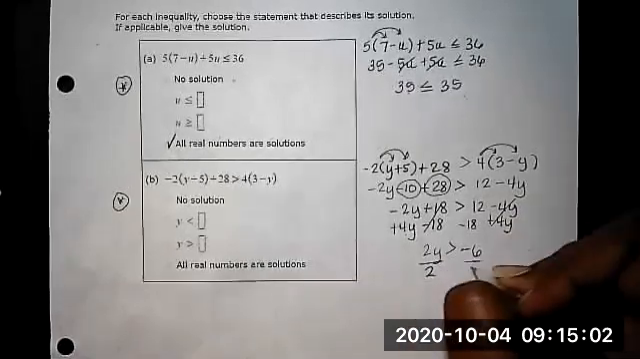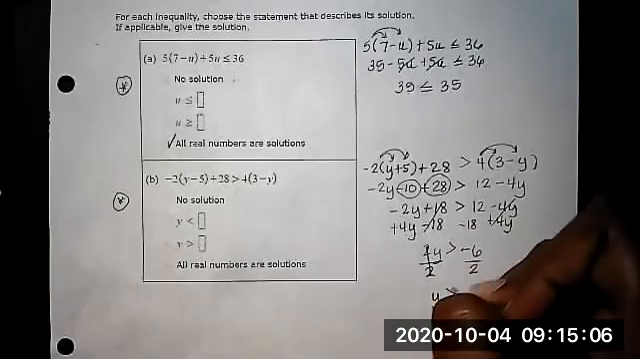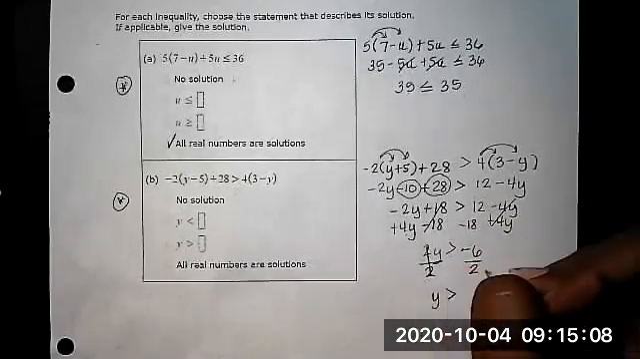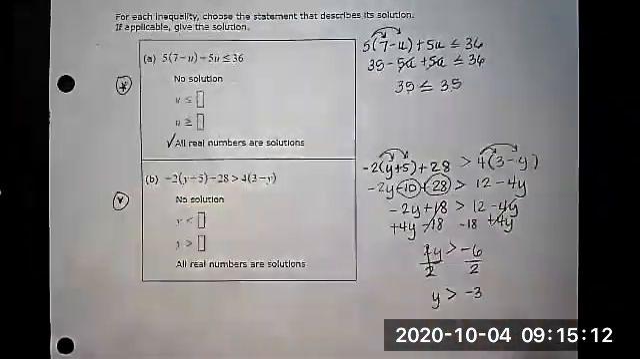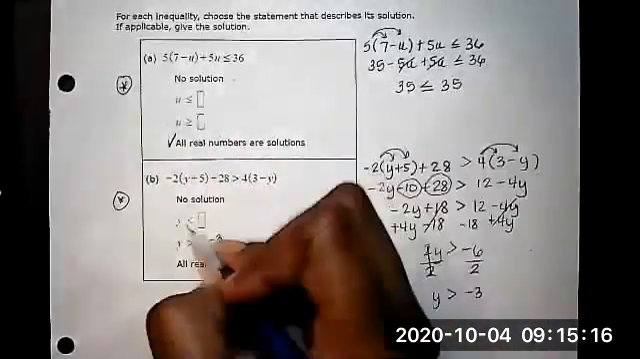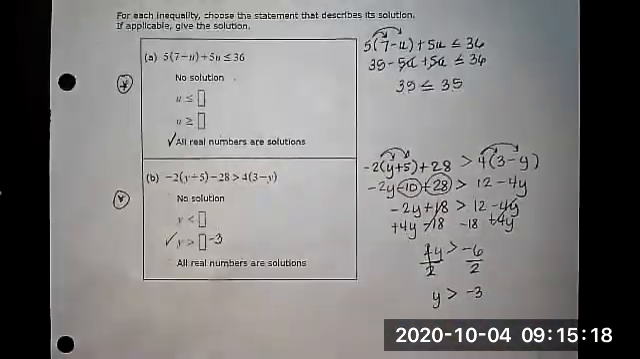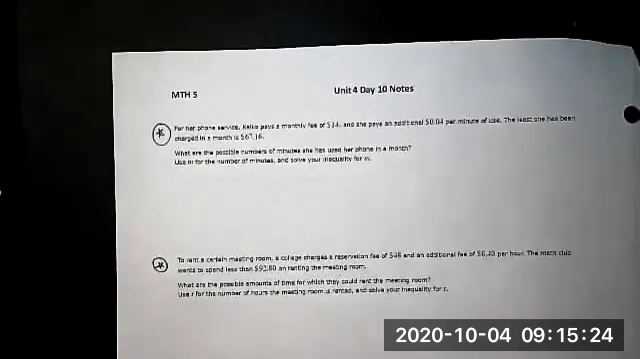Divide by positive 2, which means I'm not flipping my sign because I divided by a positive on both sides. Negative 6 divided by 2 is negative 3. So this one would be y is greater than negative 3. This one would actually be my answer here. Okay, perfect. All right, let's move to the word problems.